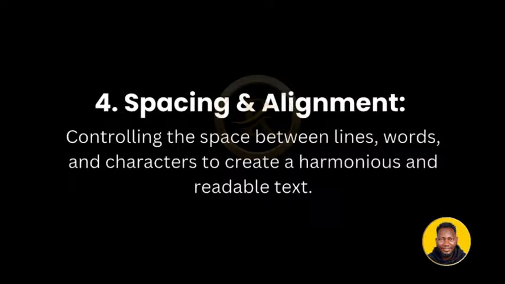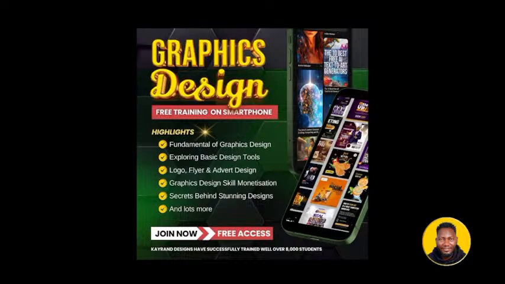I want to talk about spacing and alignment. So let's look at the example that we've been using all the while. If you look at this design, there is a spacing observed between the heading and the subheading. I believe you can see that where we have graphic design training on smartphone and then the highlight, which is a subheading, you will see that space observed.